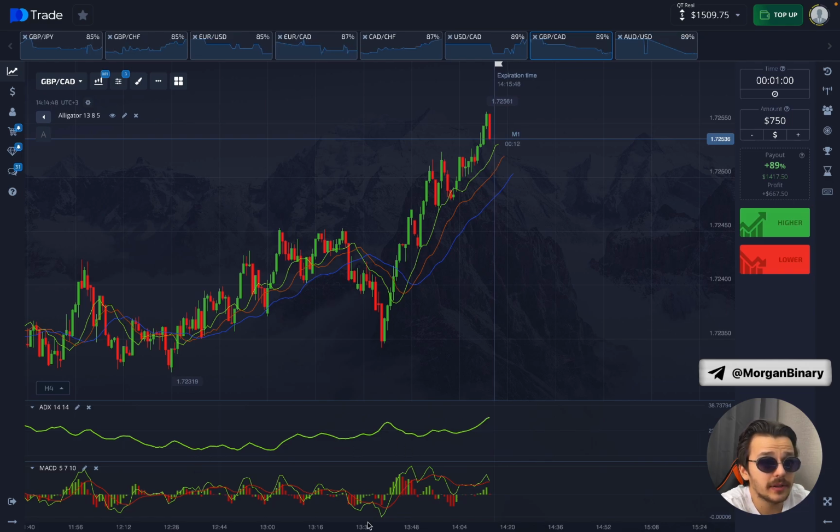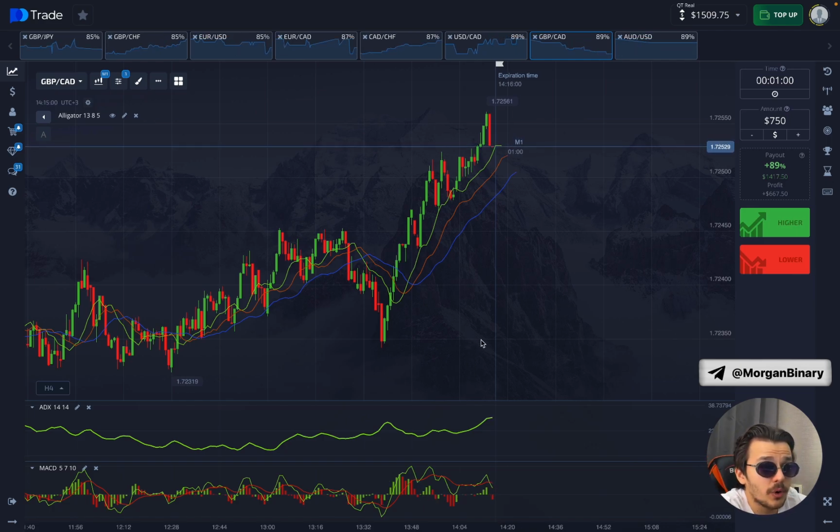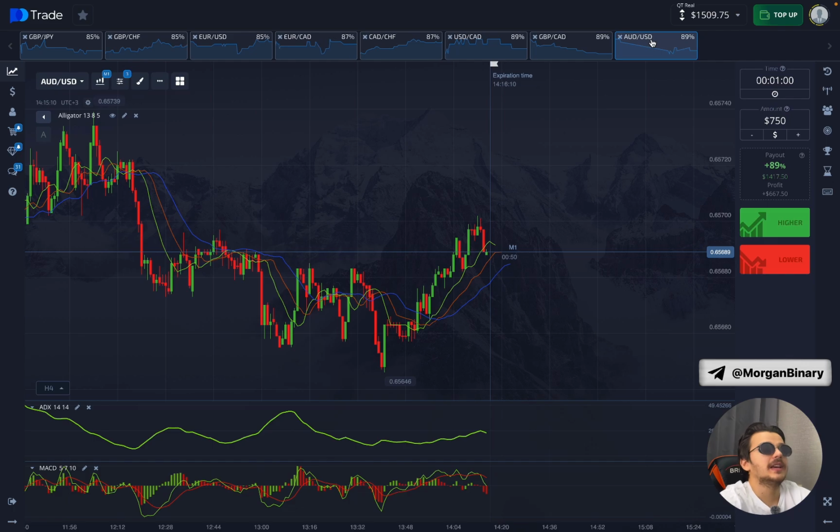Then we will have the MACD oscillator with the periods 5, 7 and 10. And we'll be guided by the signal line of this oscillator, and also by the volumes shown on its histogram. Let's start with a deal of $750. Let's proceed and pick up the first currency pair.